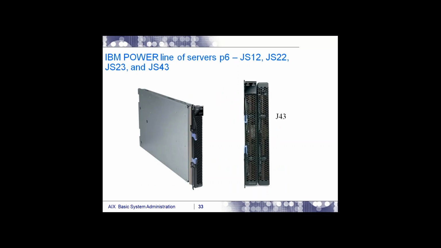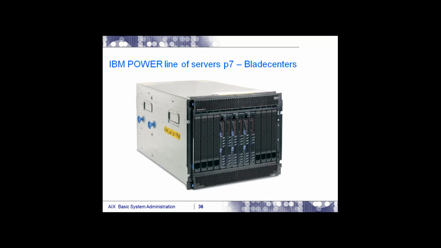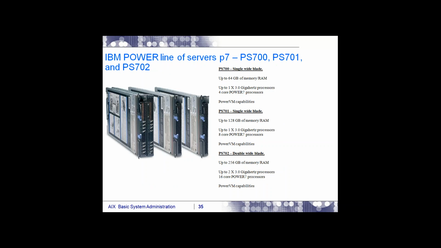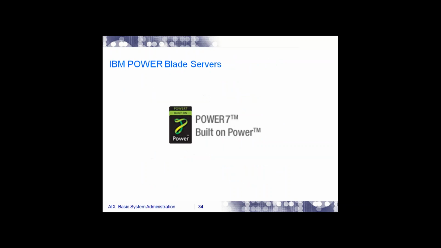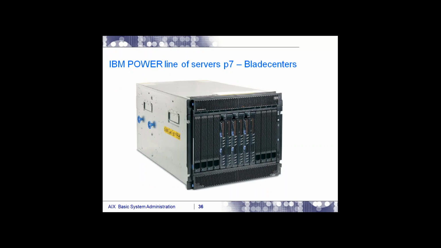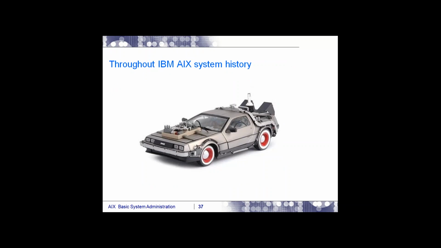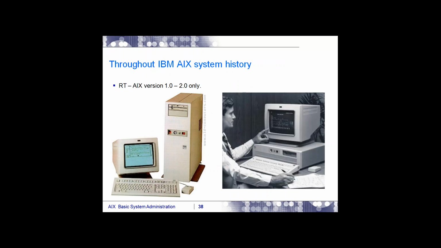And these are all blade servers. We call them blade centers. On these blade centers, you will have all the blades. Each blade is going to act as one server. These are IBM blade centers. And this is all the history, because this is the first version of the AIX machine.